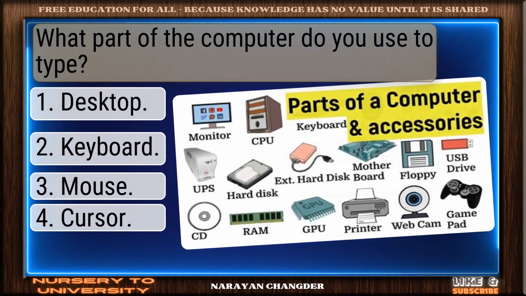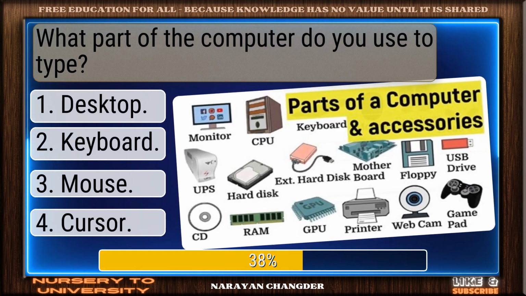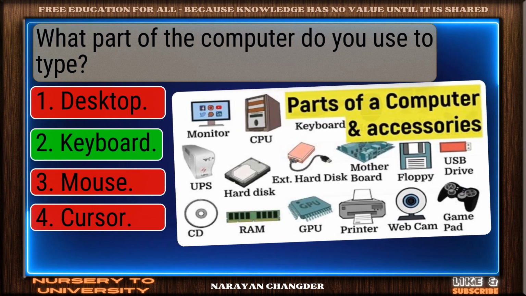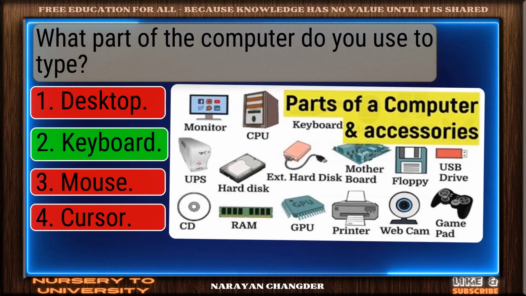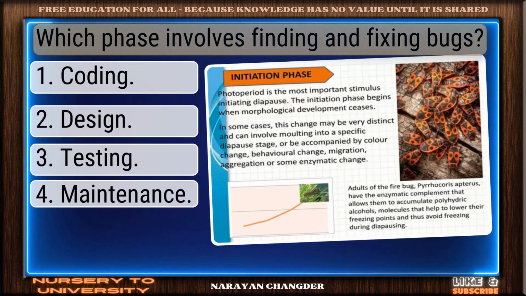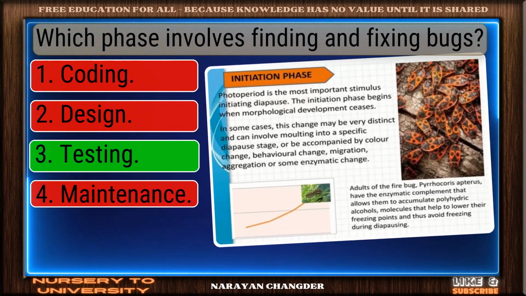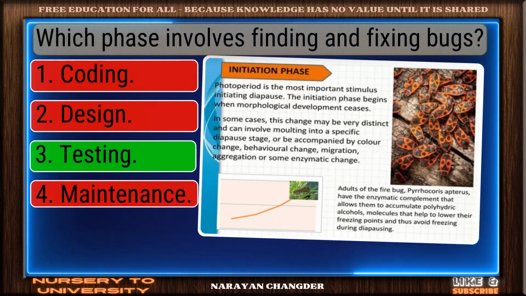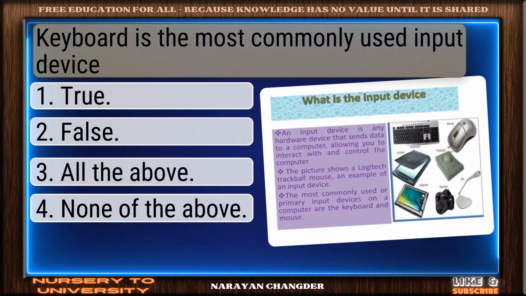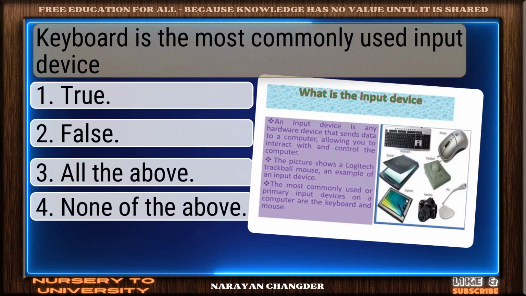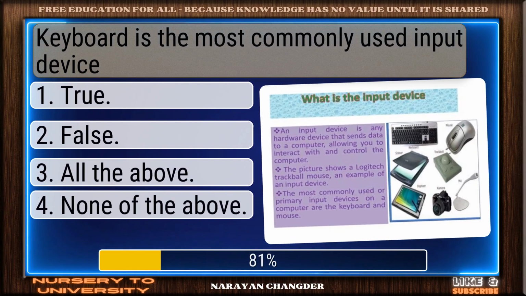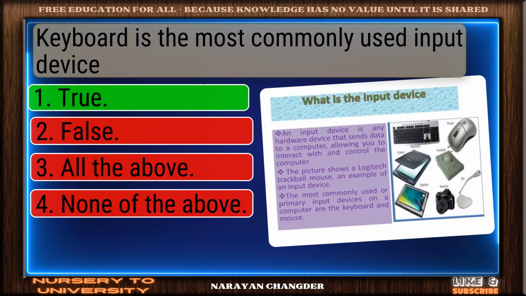What part of the computer do you use to type? On track. Keyboard is correct. Which phase involves finding and fixing bugs? Correct. Testing is spot on. Keyboard is the most commonly used input device. Well done. True is right.